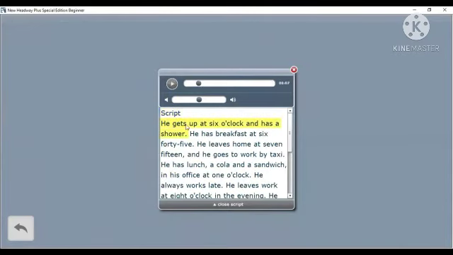Okay, let's read this paragraph about Elliot's day or typical day. He gets up at 6 o'clock and has a shower. Well, here the subject is singular. Okay, since the subject here is singular, the verb will have s. I don't say get, I say gets up. He gets up at what time? 6 o'clock.